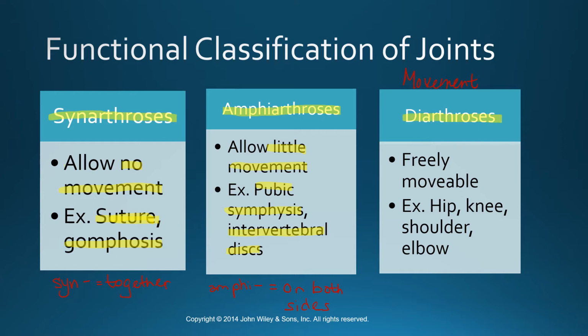Diarthroses are going to be the last one, and these are freely movable joints. So we're looking at those complex, very highly movable joints like the hip, knee, shoulder, elbow. And actually the word itself, diarthroses, means movable joint. All diarthroses are going to be synovial joints.